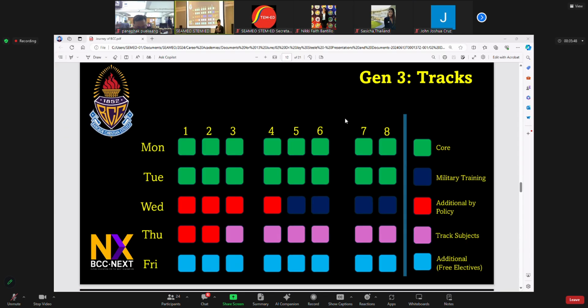One hat is worn when they study core subjects, green and red slots, with their peers from the same homeroom. The other hat is worn when the students study track subjects and FEs with other groups of friends from the same track or the same FEs. So this is an example to make you see it easier, but I will show you the real one of the schedule.